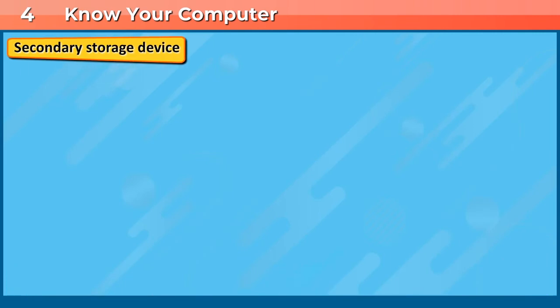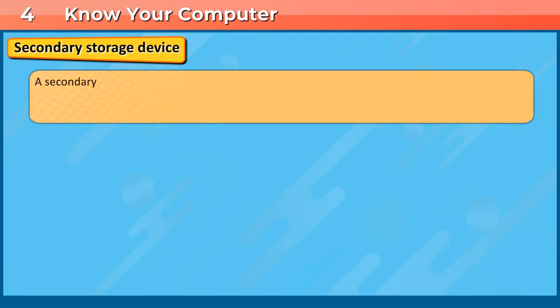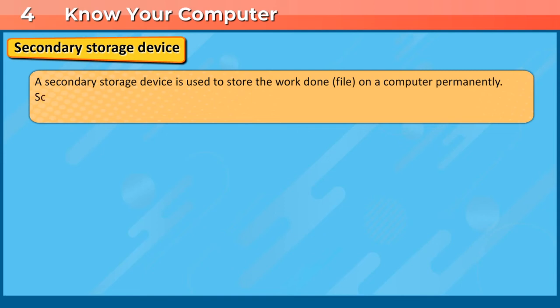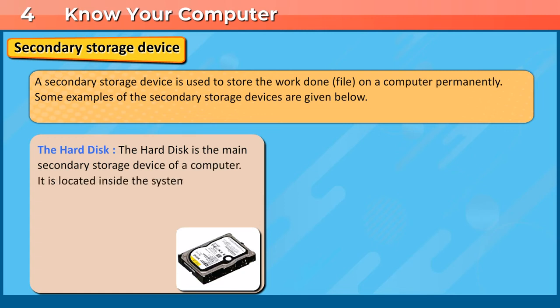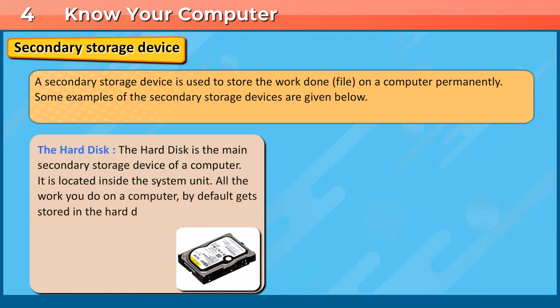Secondary storage device. A secondary storage device is used to store the work done file on a computer permanently. Some examples of the secondary storage devices are given below. The hard disk. The hard disk is the main secondary storage device of a computer. It is located inside the system unit. All the work you do on a computer by default gets stored in the hard disk.